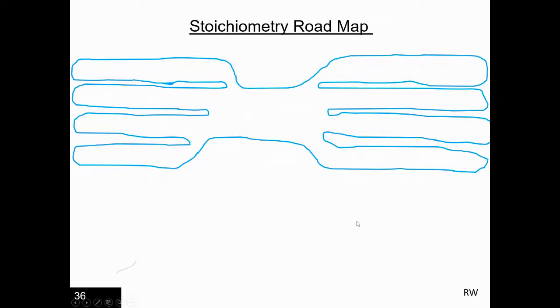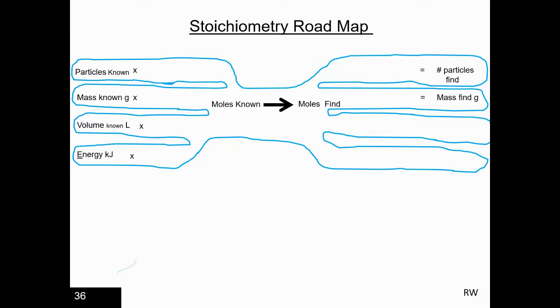Okay, so we're going to call this a roadmap, a stoichiometric roadmap. And you could start with the particles of the known. That could be one of the places you start your journey. Or you could start with the mass of the known, or the volume of the known in liters, or the energy in kilojoules. And then you're going to convert that to the moles of the known. And we're going to show you each one of these processes. And then you convert the moles of the known to the moles of the find. And then you can convert the moles of the find to particles, or mass, or volume, or even energy. So what you're building here is a pattern or a roadmap to how to solve all these different types of stoichiometric problems.